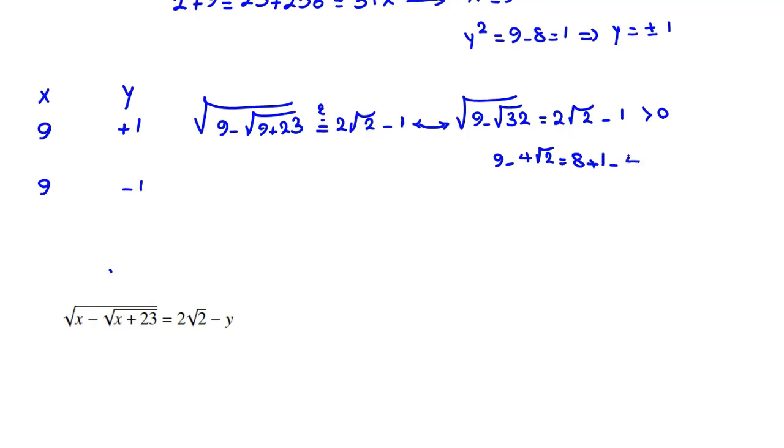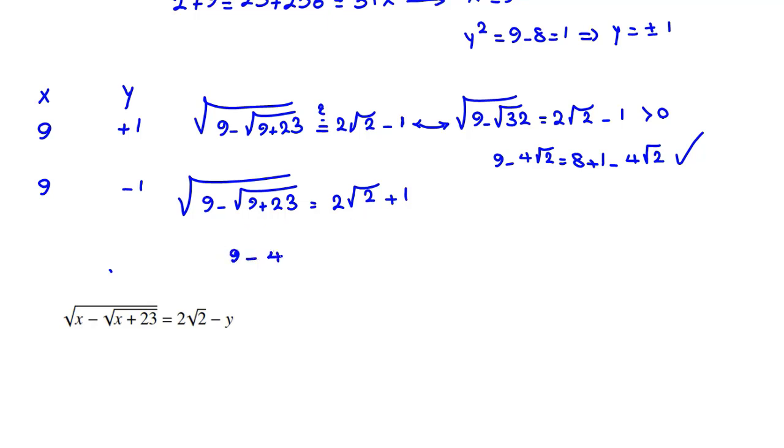2 times this one is minus 4 root 2, which is equal. So the first answer is okay. If y is negative 1, here it will be 9 minus 9 plus 23 equals 2 root 2 plus 1. Now, again, if we raise both sides to the power of 2, left side will be 9 minus 4 root 2. Right side will be 9 plus 4 root 2. So this one doesn't work. So we found one answer.